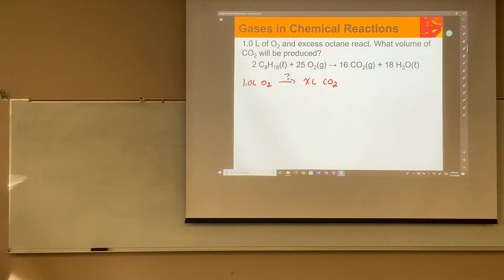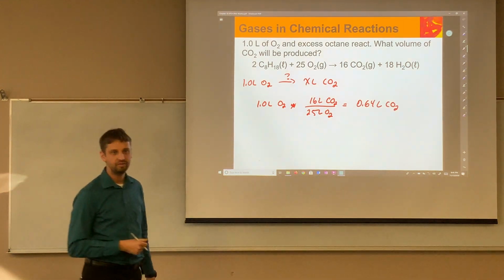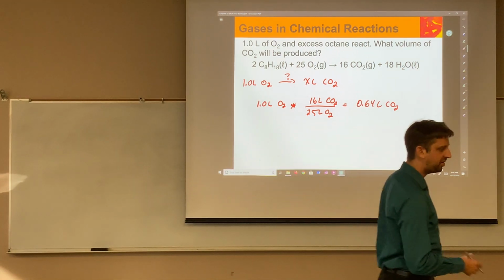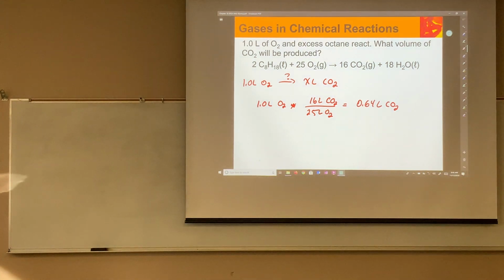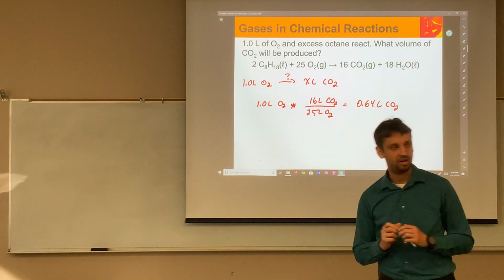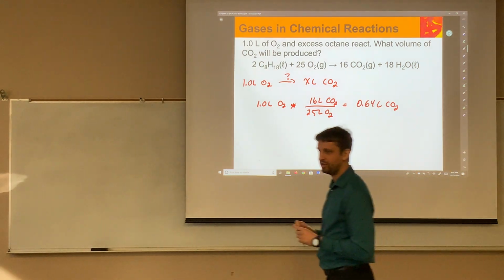The way we set this up is we have 1.0 liters of O2. For every 25 liters of O2, we have 16 liters of CO2. Multiply there. And 0.64 liters of CO2 get produced in this case. Not too bad, right? I like this problem to conceptualize how we can use stoichiometry and to knock the rust off the idea of limiting and excess reagents. So we're back into stoichiometry world.